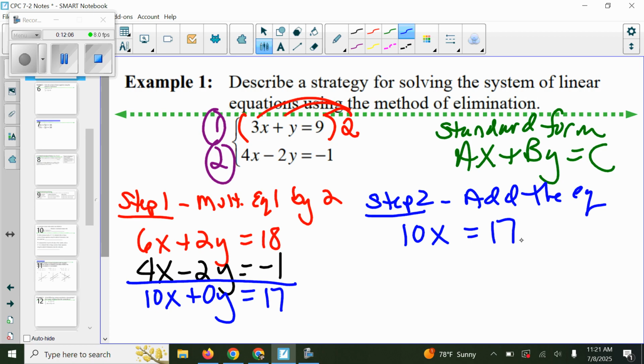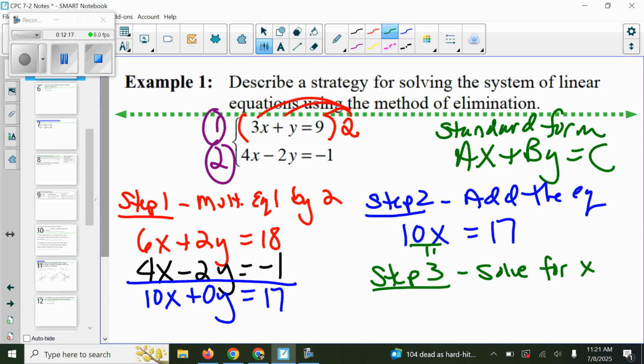So awesome. So now we're ready to go ahead and solve. Step 3, again, if you're trying to keep track of what you're doing, you're going to solve for x. You're going to solve for that variable. Now, I know it's not a great number. Sorry. They don't have to be nice numbers, but it's okay. So we get a value of 1.7. So that is our value for x.